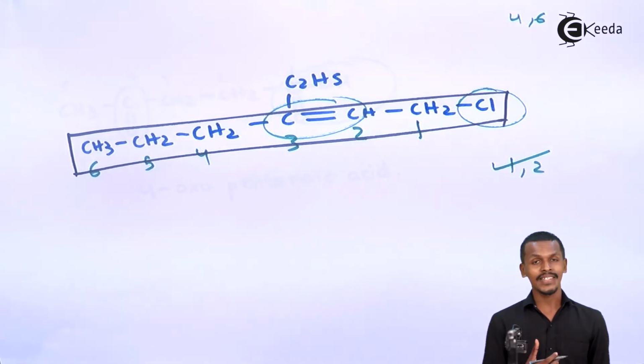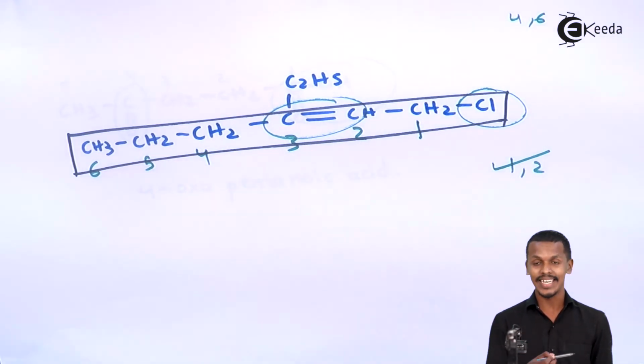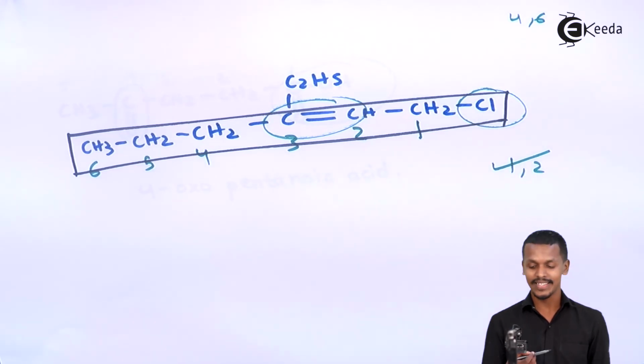And talking about the next thing, that we have to name it, there are 2 functional groups that we can observe. One is a carbon-carbon double bond, that is an alkene, and one is a halogen group, that is a chloro group.